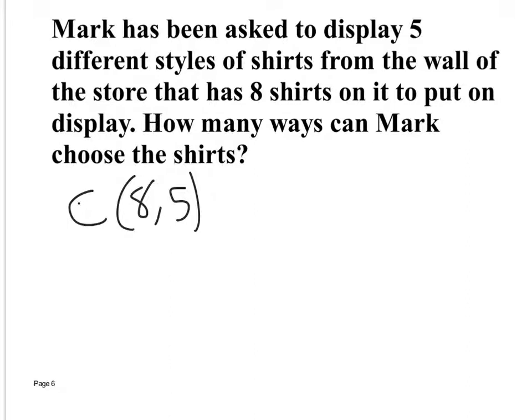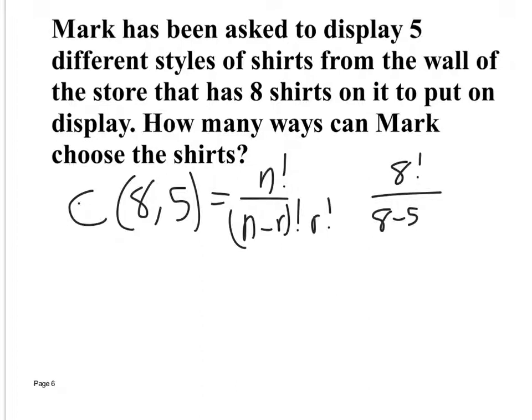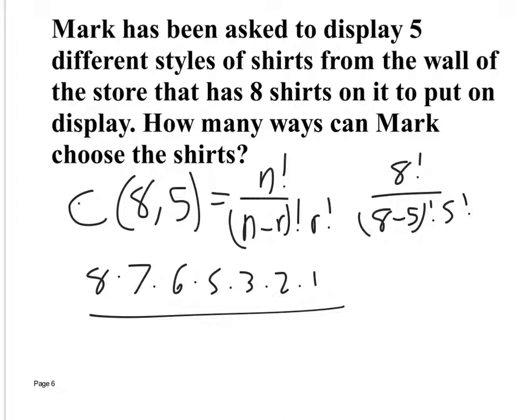Alright. So here's what we do. Our formula here, I'm going to write it, is N factorial over N minus R factorial and R factorial for combination. So 8 factorial over 8 minus 5 factorial times 5 factorial. So let's write it out. 8 factorial is 8, 7, 6, 5, 4, 3, 2, and 1. 8 minus 5 is 3, so we've got 3 factorial, 3, 2, 1, and then we've got 5 factorial, so 5, 4, 3, 2, 1.